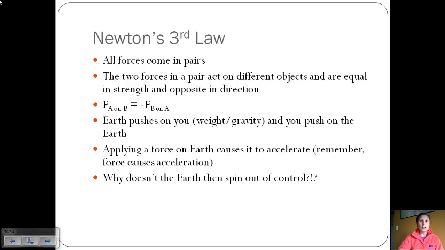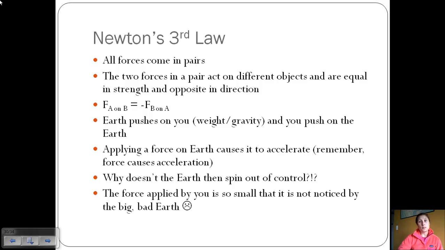Well, if Earth accelerates when you push on it, then why isn't Earth spinning out of control? I mean, there's all these people on Earth. Okay, well, the reason for that is because the other factor involved here is mass. Your mass is so much smaller than that of Earth that the force, this interaction pair of forces, is going to be really small. And so it's not noticed by Earth.